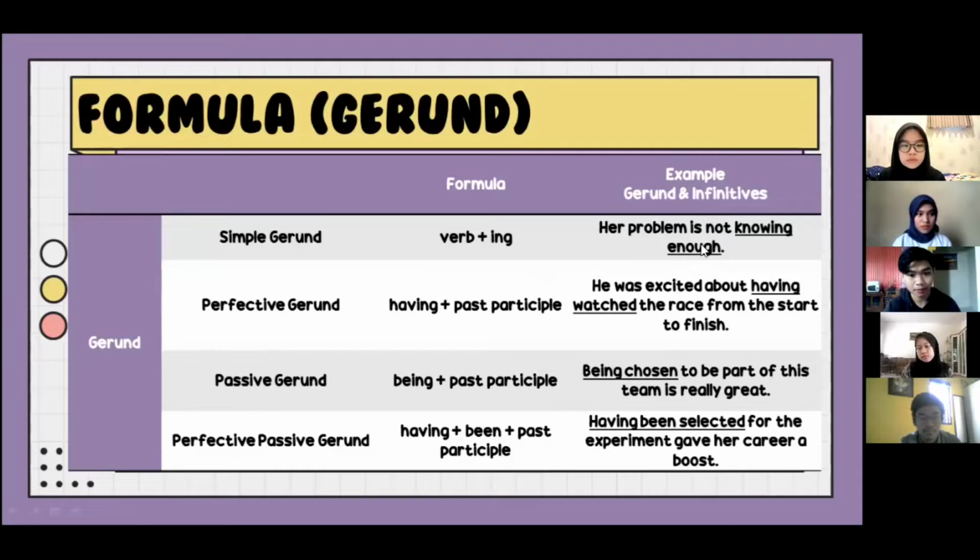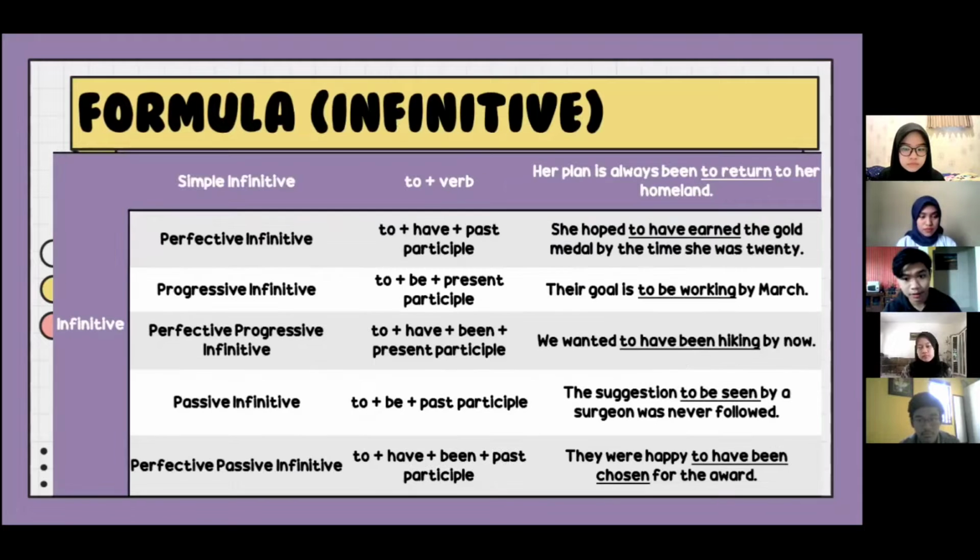Example gerund and infinitive. Her problem is not knowing. He was excited about having watched the race from the start to finish. Being chosen to be part of this team is really great. Having been selected for the experiment gave her career a boost.